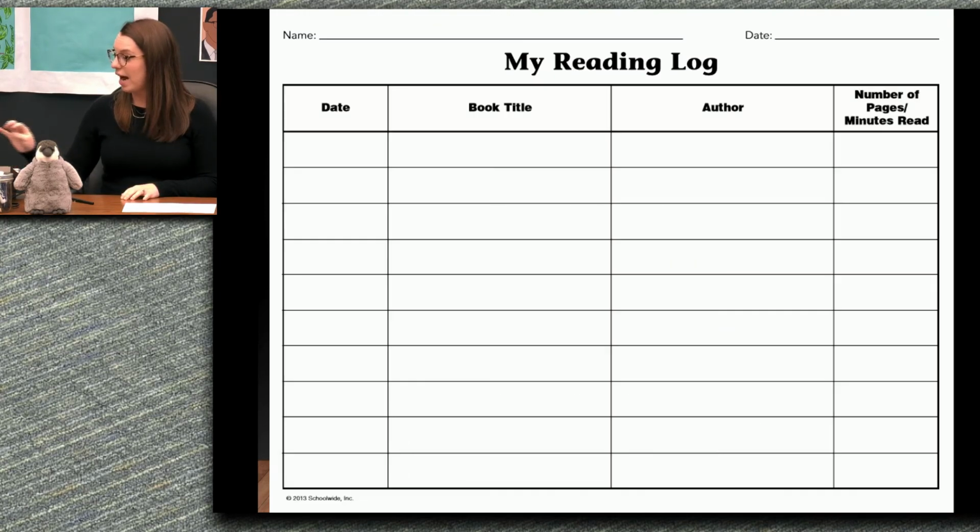You're going to continue adding to your reading log so that your teacher knows what you're working on, and send this to your teacher so that they have a really good idea of what you're working on and how you're rebuilding your independent reading stamina after winter break.